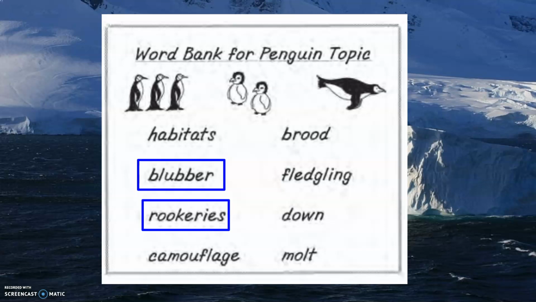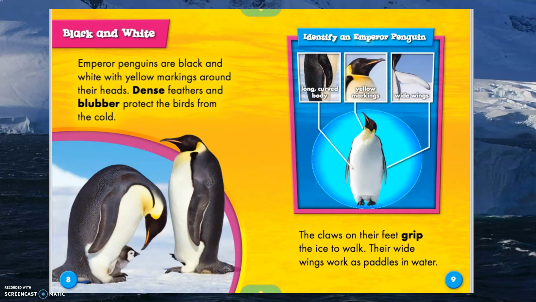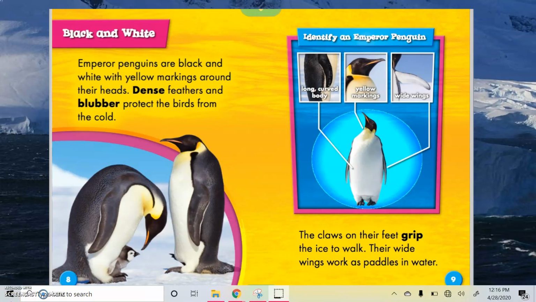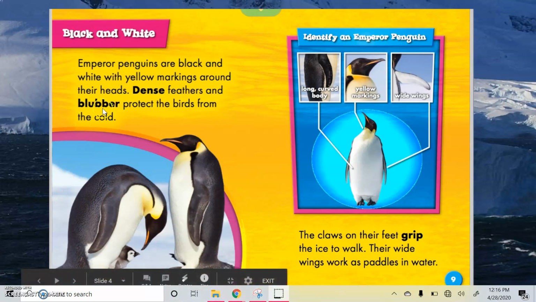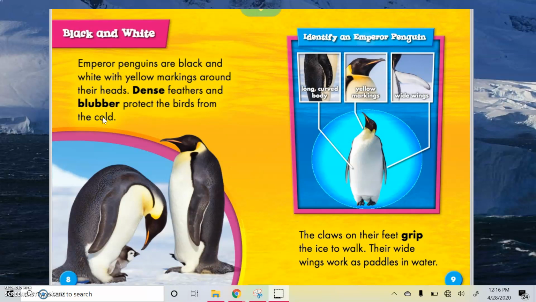So let's take a look at my text that I used. So here at the top, the heading is black and white. And the text says, emperor penguins are black and white with yellow markings around their heads. Dense feathers and blubber protect the birds from the cold. So the vocabulary word that I am focusing on here is blubber, right? And it says here, dense feathers and blubber protect the birds from the cold. So I am using my context clues to help me figure out what the word blubber is, because in this text, it doesn't give me the definition unless I go to the glossary, but I can use my context clues.